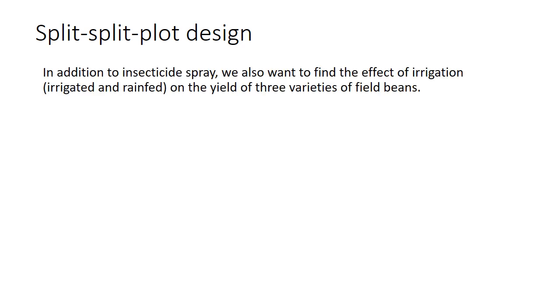Split plot can be extended to multiple splits. Let's see an example. Now we have three factors: irrigation, insecticide spray, and varieties. And we have 12 treatments.